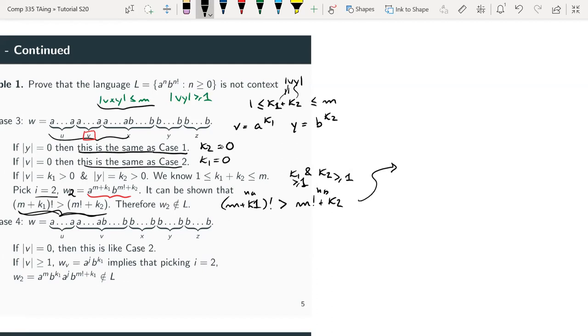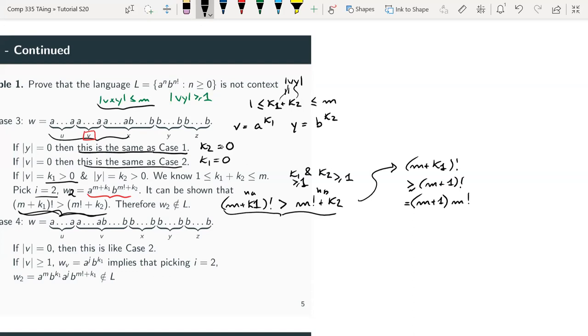If you want to be completely convinced and you want to show this, okay, then (M+K1) factorial. What you know about K1, you know that K1 is strictly greater than zero, so it's at least one. So you know that K1 is at least one. So (M+K1) factorial is at least (M+1) factorial. Okay, so far I hope that's clear. (M+1) factorial can just be written as (M+1) times M factorial by definition.